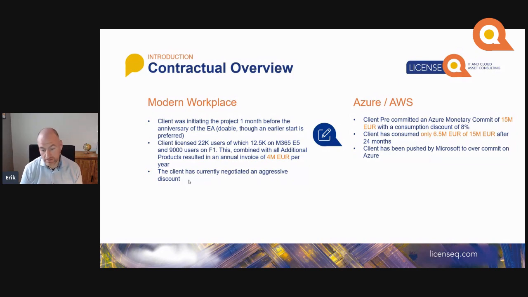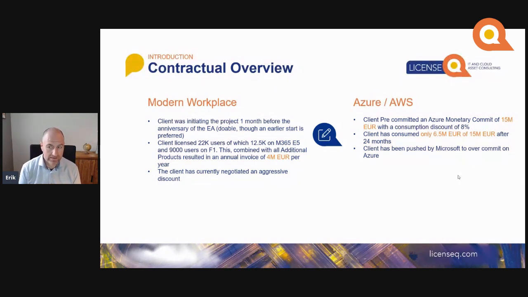This, combined with all the normal additional products that were in place, which were excluded from this review, resulted in an annual invoice of 4 million per year. The client has negotiated a very aggressive discount on the M365 E3 and E5 suite, so that was all good for this customer. With regards to Azure, the customer was committing to an Azure monetary commit model.